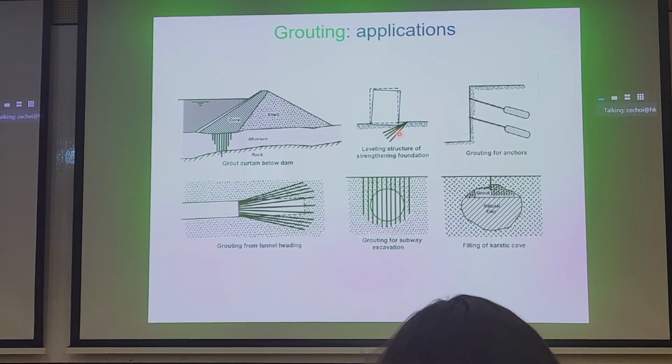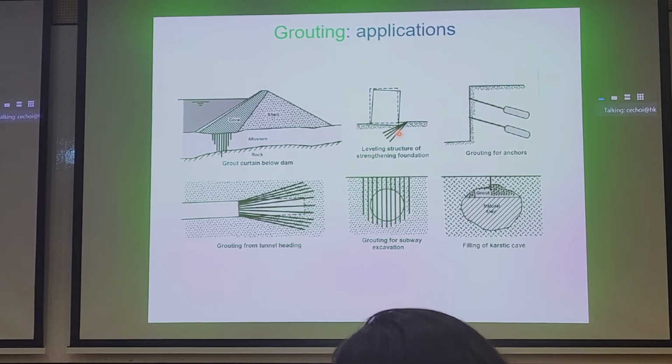So it's not uncommon to use grouting to try to minimize movements of earth structures. So that's one method of grouting.